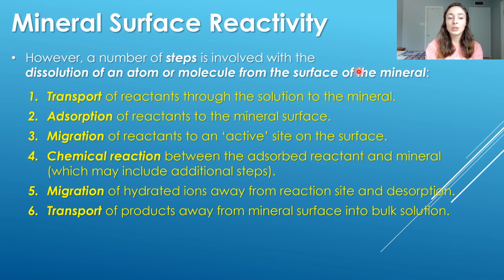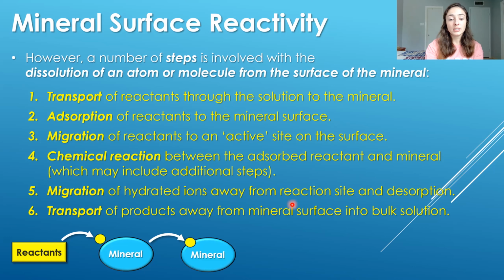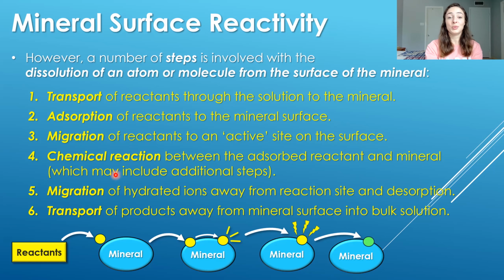And so these steps include transport of the reactants through the solution to the mineral, as shown here at the bottom, and then adsorption of the reactants to the mineral surface. So they have to adsorb to the surface. Remember, adsorption is something being attached to a surface, whereas absorption with a B is something being taken into another thing. But we're talking about the surface of minerals here, so we're talking adsorption. So adsorption has to occur. Then 3, the migration of the reactants to an active site on the mineral surface has to occur. 4, the actual chemical reaction between the adsorbed reactant and the mineral has to occur, which also may include additional steps.